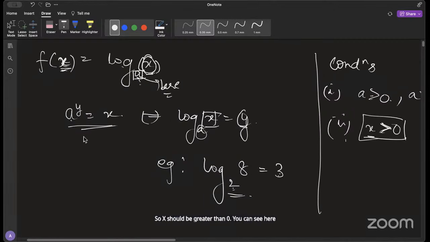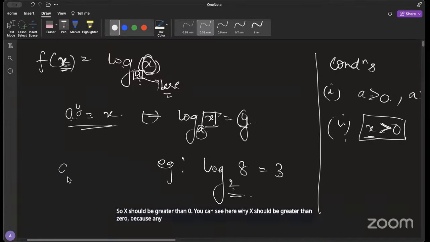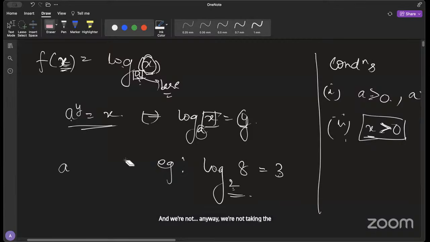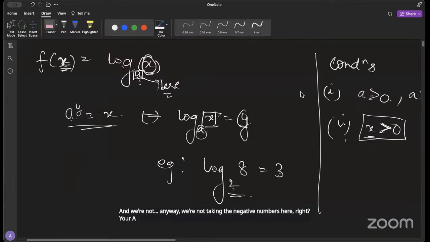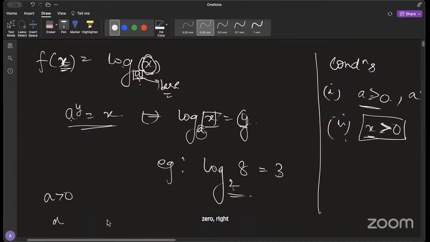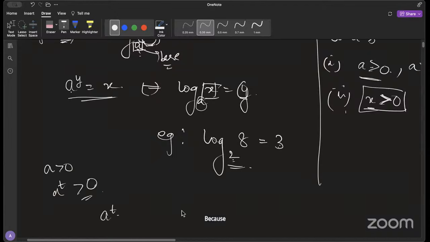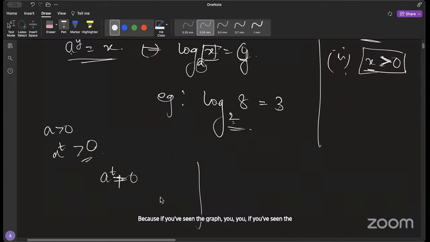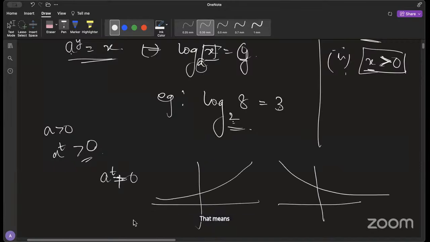You can see why x should be greater than 0, because we're not taking negative numbers for a. Because we're taking a to be positive, any positive number raised to any power is positive. If a is greater than 0, then a to the power t should be greater than 0. It cannot even be 0. a to the power t is never 0. If you've seen the graph of a to the power x, it's either this, depending on a, or this. That means your y is never 0.